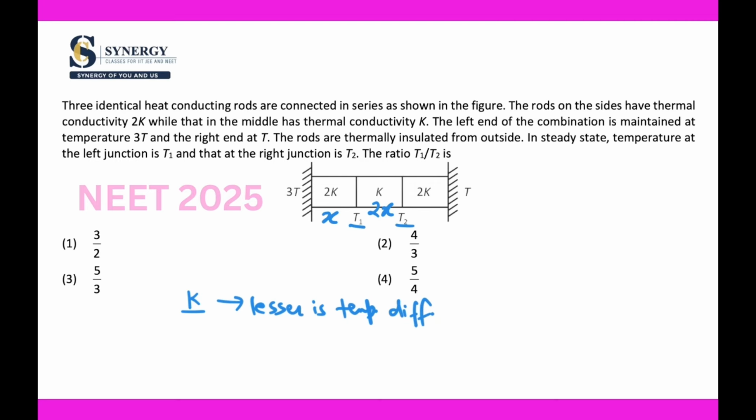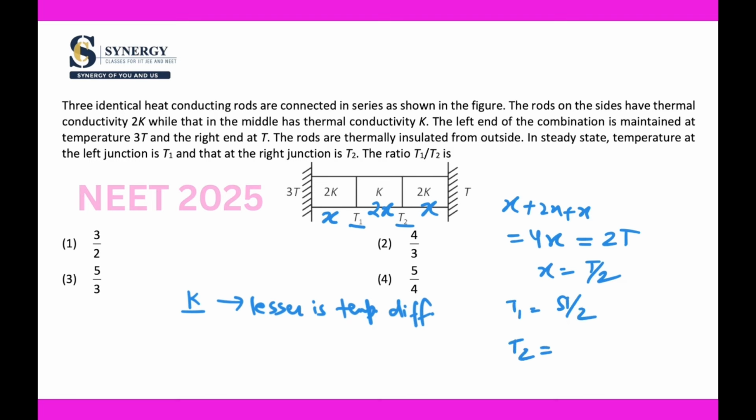And again, when the conductivity is 2K, the temperature difference is again x. So we have x plus 2x plus x, that is 4x as temperature difference, and total temperature difference between the two ends, 3T minus T, is 2T. So x is equal to 2T by 4, that is T by 2. So T1 is equal to 3T minus T by 2, that is 5T by 2, and T2 is equal to T plus, because heat is coming in this direction, T plus T by 2, because x is T by 2. So T plus T by 2 is 3T by 2, and therefore T1 by T2 is 5 by 3. So third option is correct.